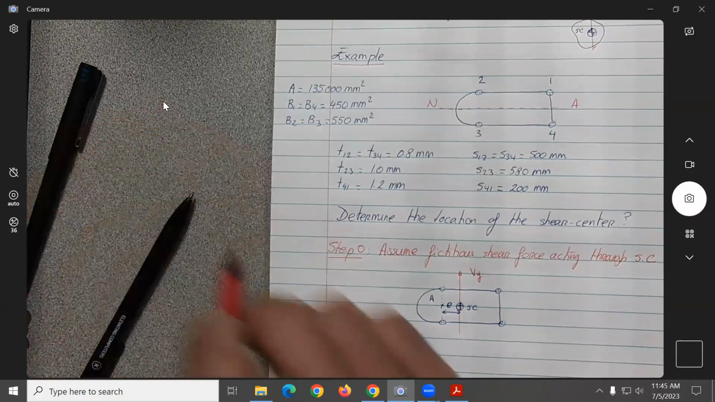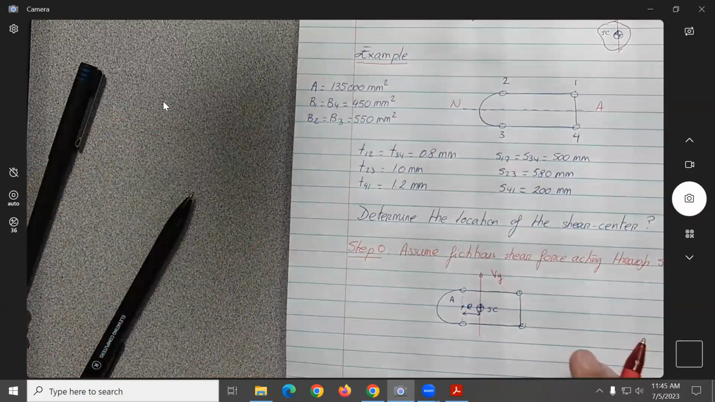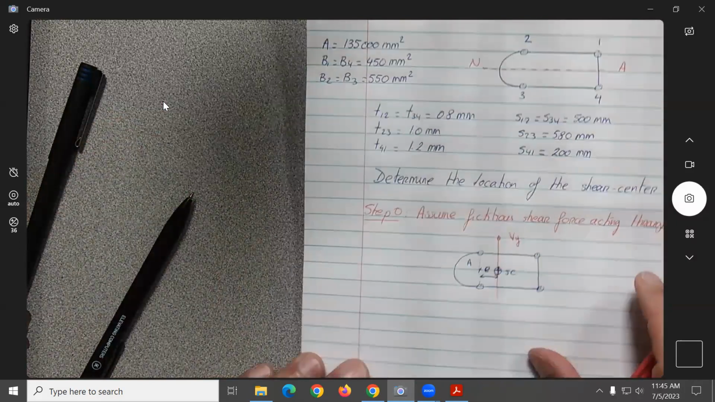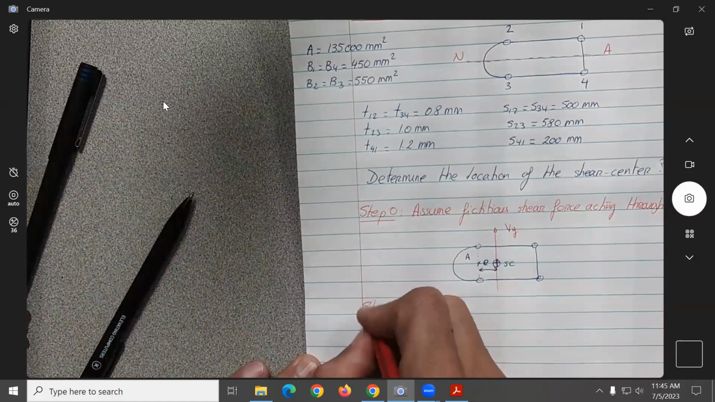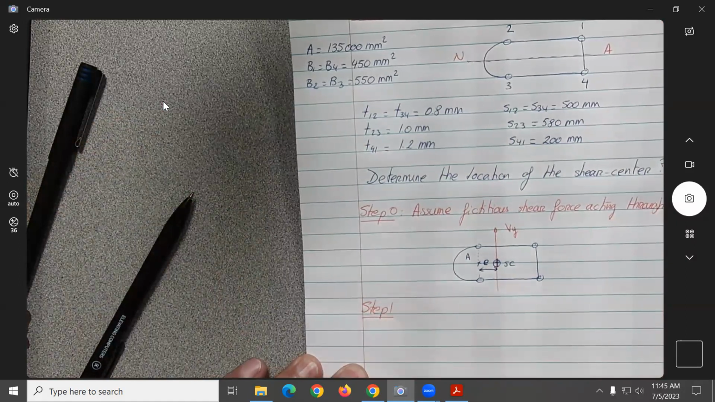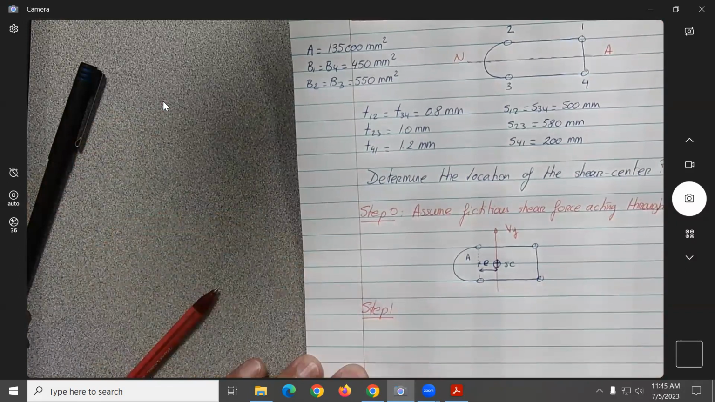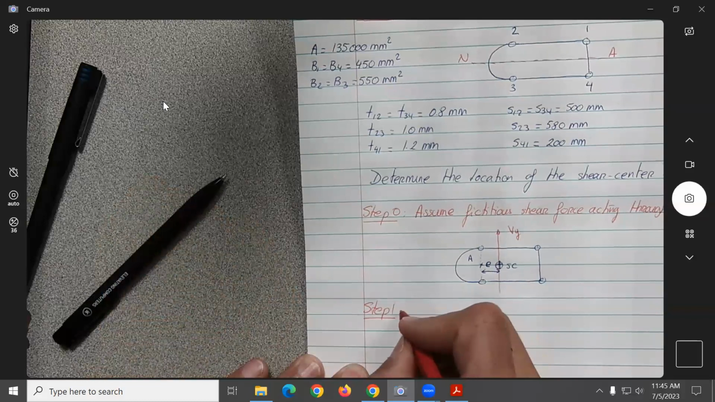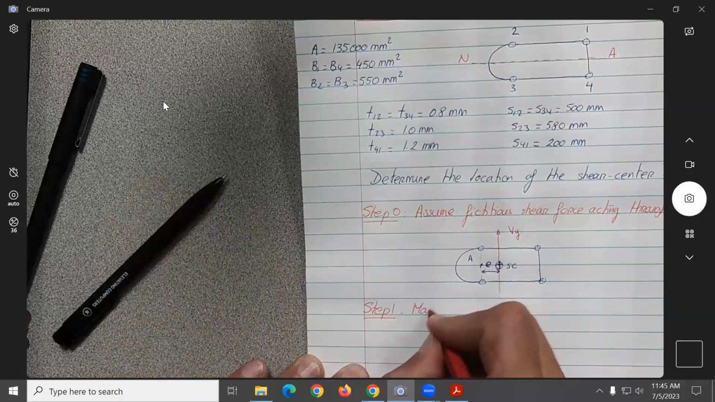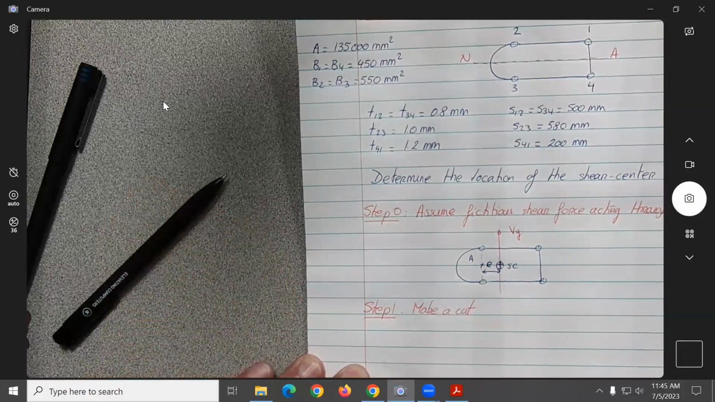Okay, now if we go back to what we have been doing so far all the time, what should be step 1? Now that we have the shear force, if we want to find the shear flows, what do we need to do? We need to make a cut to know from where we start.